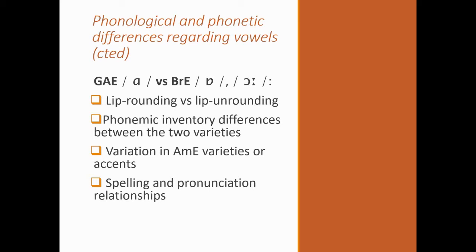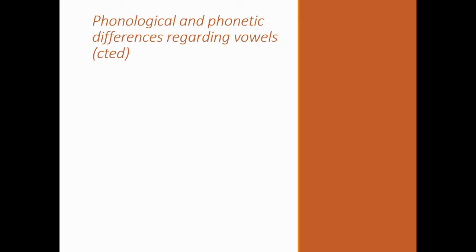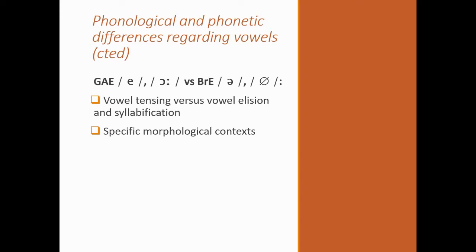And in relation to spelling, this will coincide with words that are spelled with, for example, AW or the letter O or the letter AL. Okay, so the last difference between American English and British English has to do with very specific morphological contexts in which British English has a preference for weak vowels or even omission, that is elision of vowels, whereas American English will have vowel tensing. It means that a strong, pure vowel is going to be pronounced in that particular context, although the syllable is a weak syllable.